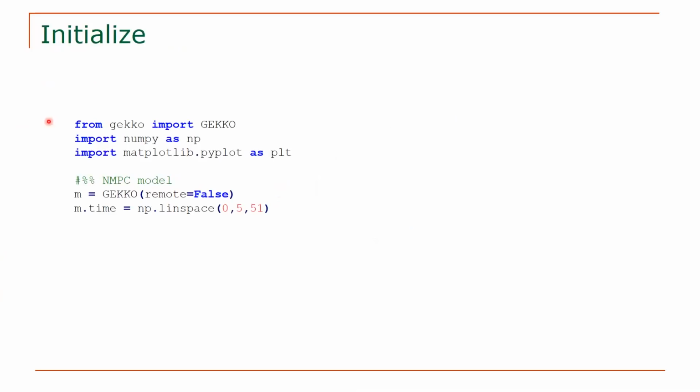We'll import some of our packages. We've got Gekko, we've got NumPy. That's handy to create our time discretization. We can just discretize, give us 51 points. Discretization of 0.1 from 0 to 5, and matplotlib will give us some plots at the end.